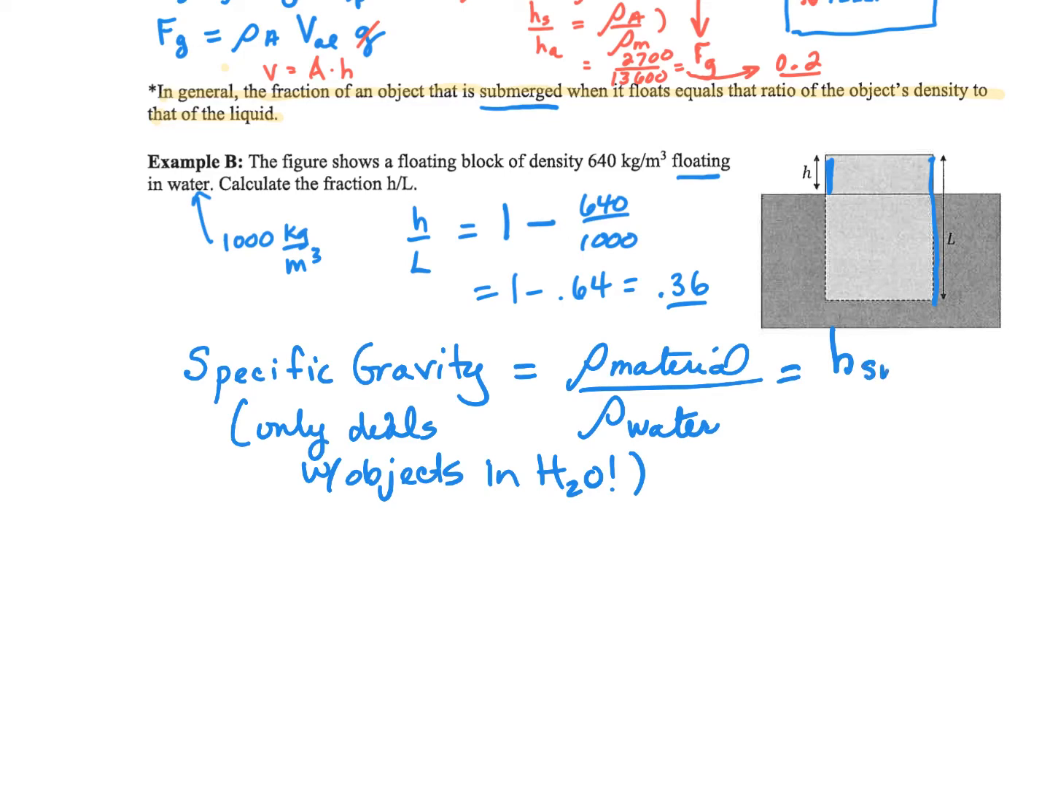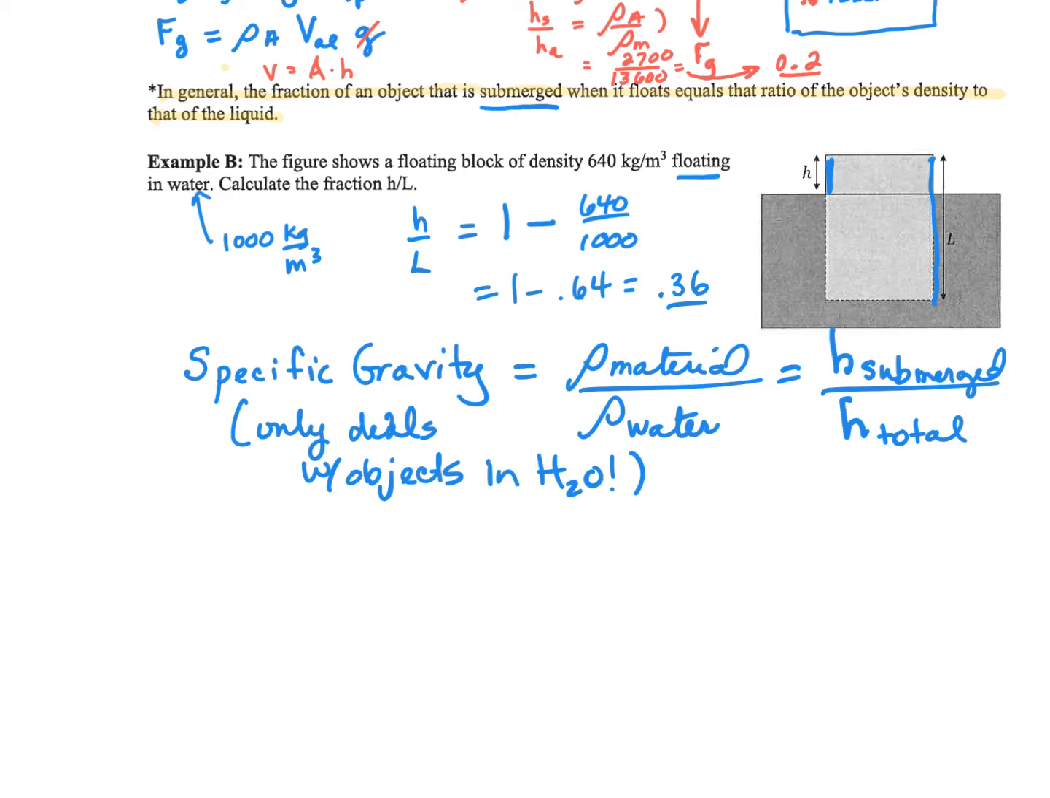Height submerged. This is a different way to do it, right? Height submerged divided by what? Total height. How much of it's submerged versus how tall is it all total? So that is an alternative to finding the specific gravity of something. Sometimes that helps. It's easier to do that way.